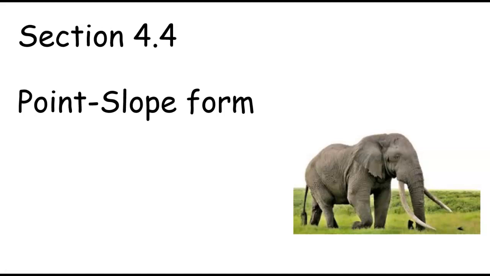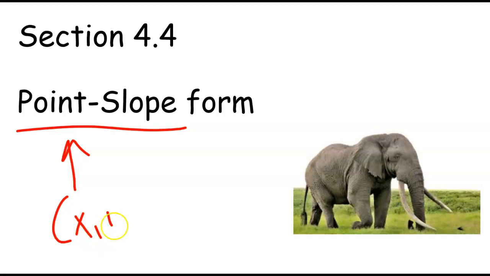Algebra students, today we're talking about section 4.4, which is point slope form. One thing that you're going to notice about point slope form is we're going to have a point, which is an ordered pair, and then a slope, which is m. We are literally going to take those two numbers and put them in point slope form.